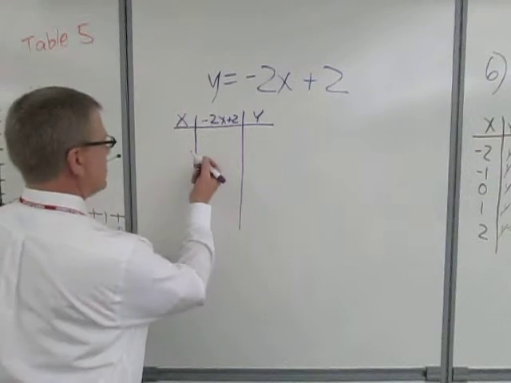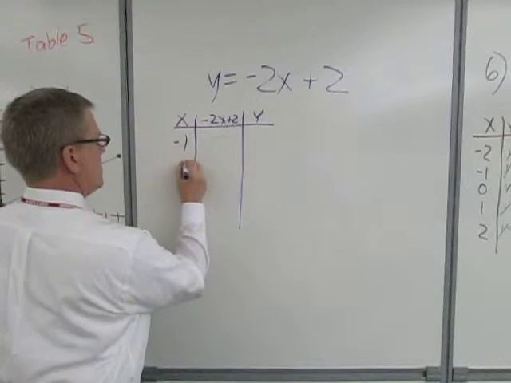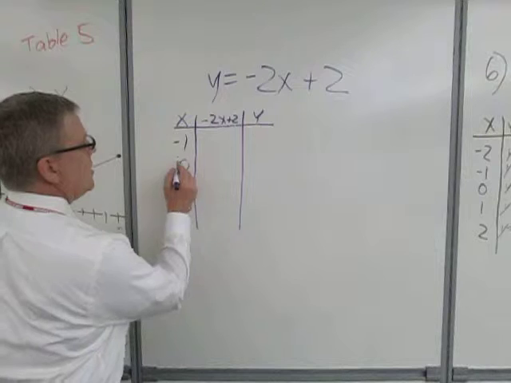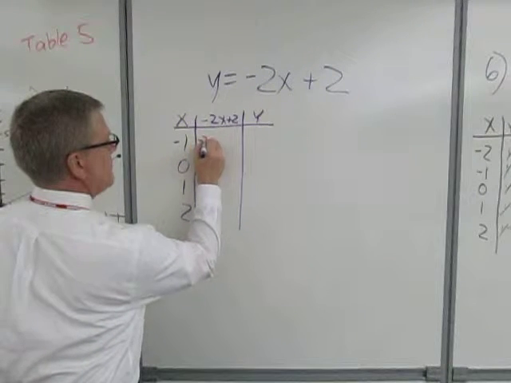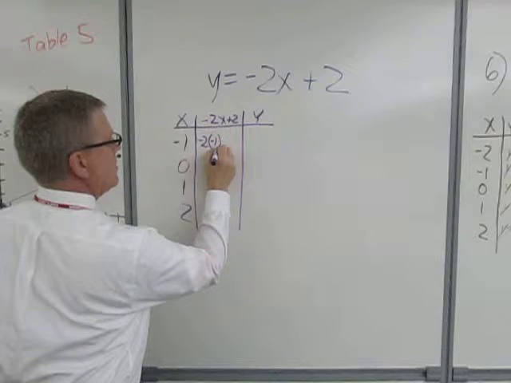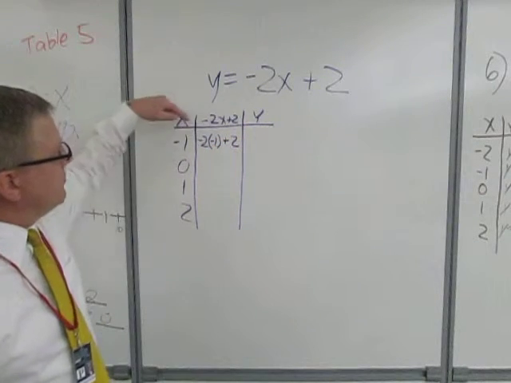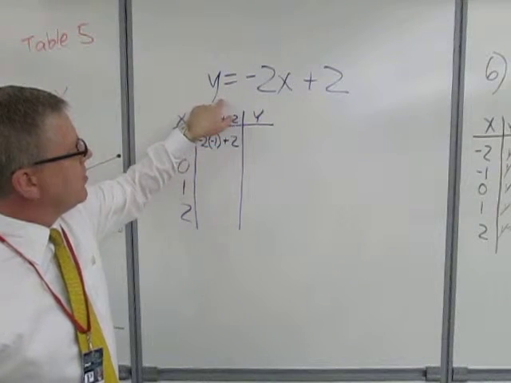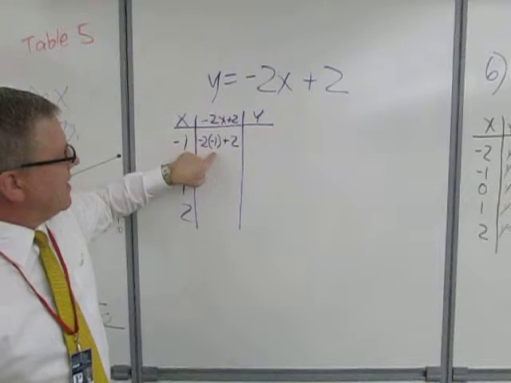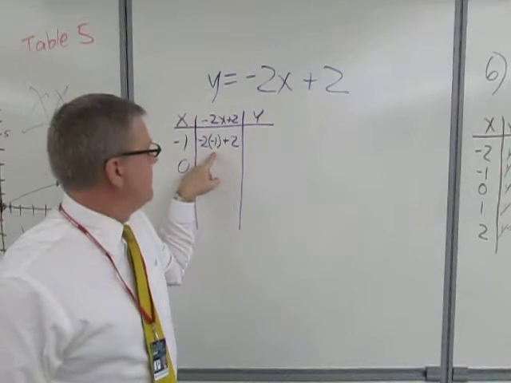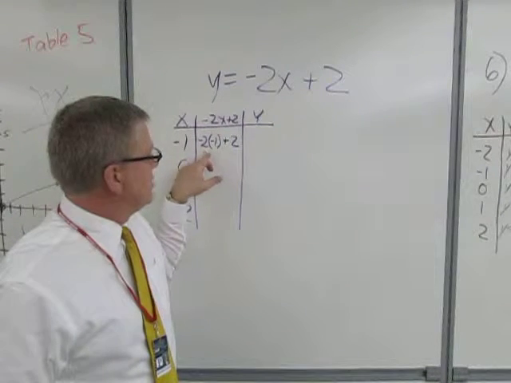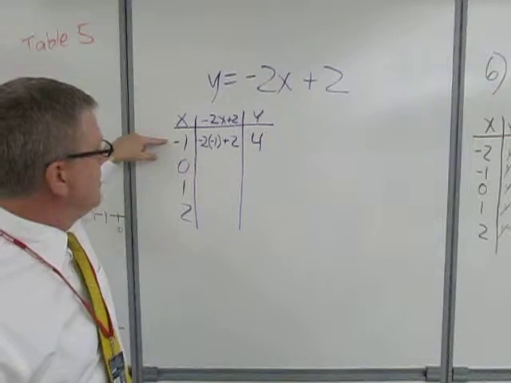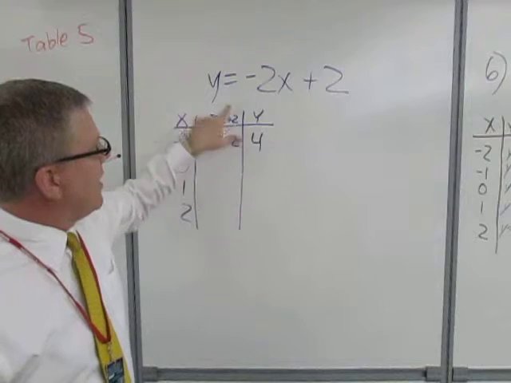Alright, so let's use negative 1, 0, 1, and 2. Four simple values for x, alright? So if we put negative 1 in here, it's going to be negative 2 times negative 1 plus 2. So we're going to come up with a value for y. Negative 2 times negative 1, we know a negative times a negative is positive. So negative 2 times negative 1 is 2, plus 2 equals 4. So for our first value of x, we come out with a y value of 4.